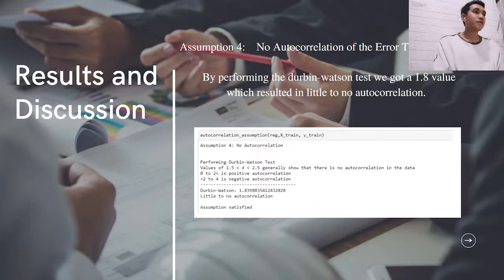Going to assumption number four, no autocorrelation of the error terms. By performing the Durbin-Watson test, we got a value of 1.8, which indicates little to no correlation.